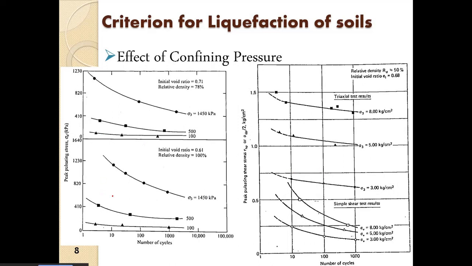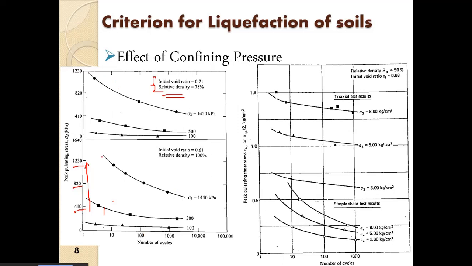So obviously you can see here, this is for loose state, all right? So this is for loose state and this is for dense state. For dense state you can see there is a significant increase in the cyclic stress or the pulsating stress, whereas for the loose sand not that much increase in the stress is required. But then again the behavior, right?